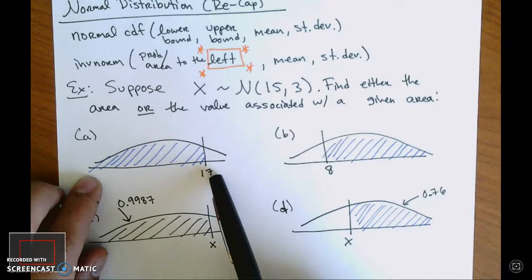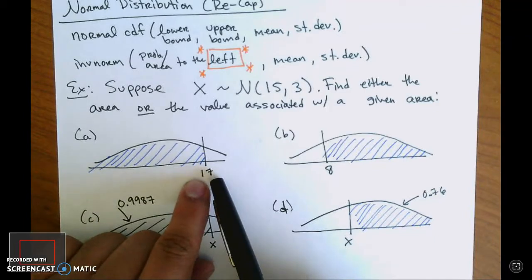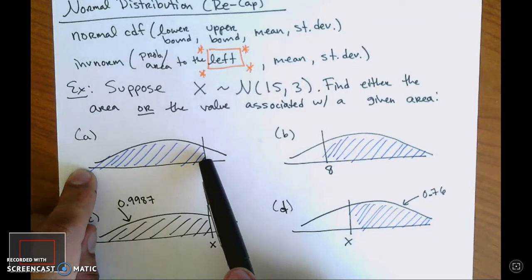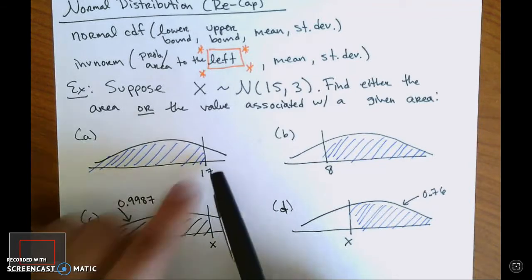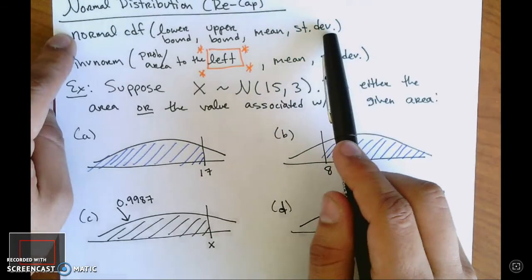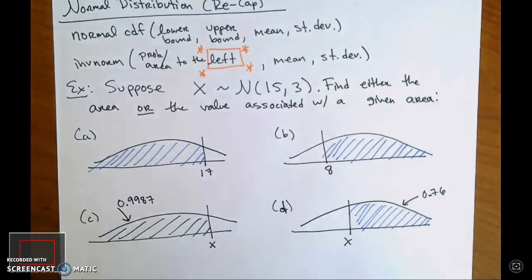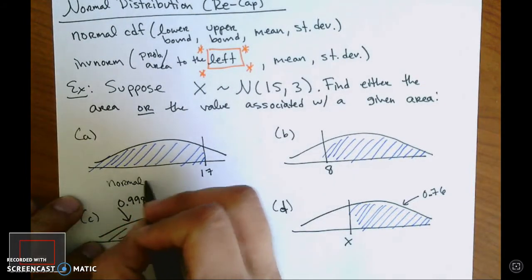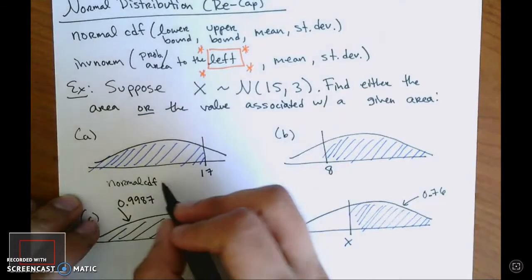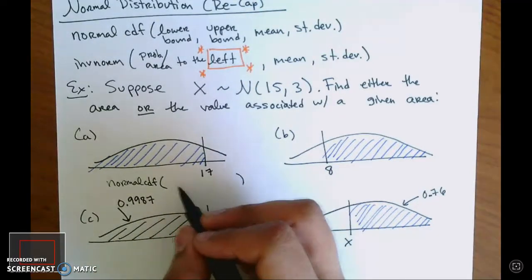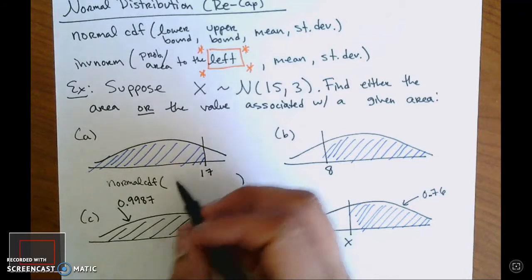part A, they give us 17. So they give us the value, and now we need to figure out what the shaded area is. When we are given the value and we want to find the probability, that's where we're going to use normal CDF. Now here's where it gets a little tricky, because you need to figure out where your lower bound and your upper bound is. Your lower bound, where does it start?